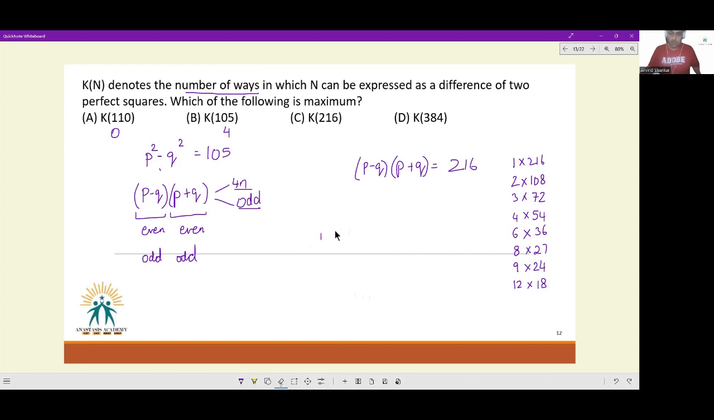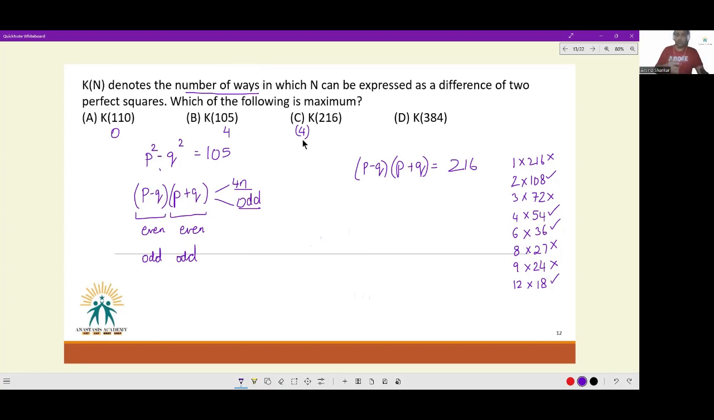So which cases among the list are acceptable? Either both are even or both are odd. I have odd, even here, so this is not an acceptable case. 2 into 108 is acceptable, both are even. 3 into 72, not acceptable because one is odd, one is even. 4 into 54, acceptable. 6 into 36, acceptable. 8 into 27, not acceptable. 9 into 24, not acceptable. 12 into 18, acceptable. So we get a total of 4 acceptable cases.